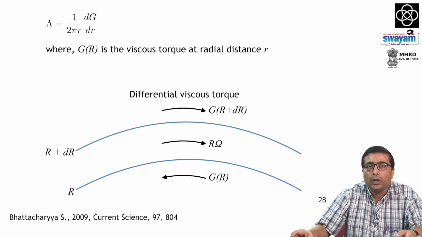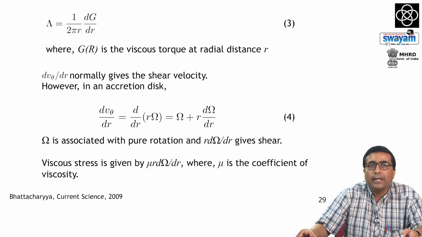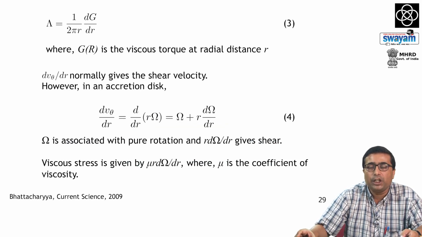Here is a cartoon of an annulus in the disc between the radius r and r plus dr, and we see that outside this annulus and inside this annulus the viscous torque values are different, and therefore, there is a net torque on this annulus, and that is how the angular momentum is transferred and matter is accreted. It is normally assumed that the term dv theta dr gives the velocity shear.